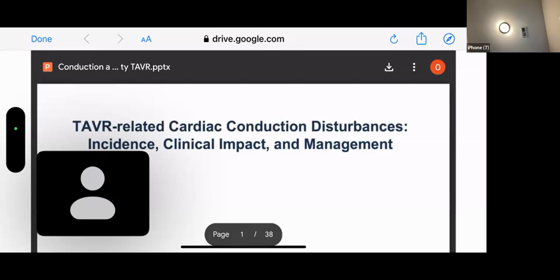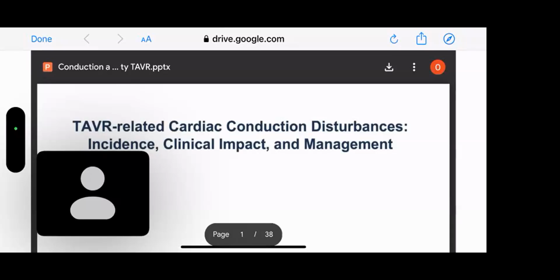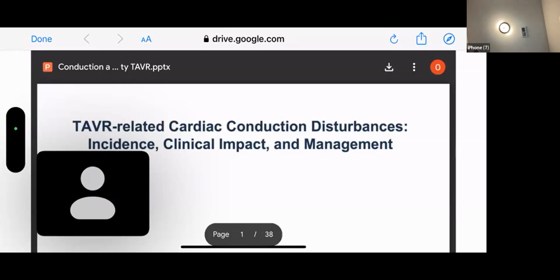Excellent question. So let me start with the second part, where you're talking about a valve-in-valve procedure, right? Yes, correct. If they already had a valve, that valve is already kind of protective. So we've not noticed any increase in conduction abnormality in those patients, because the first valve is already sitting there and it doesn't allow the second one to impinge on the conduction system. So we've not noticed any increase in those patients with valve-in-valve.